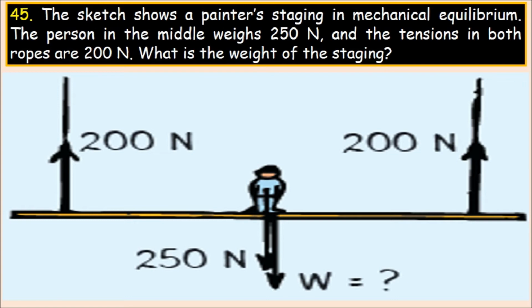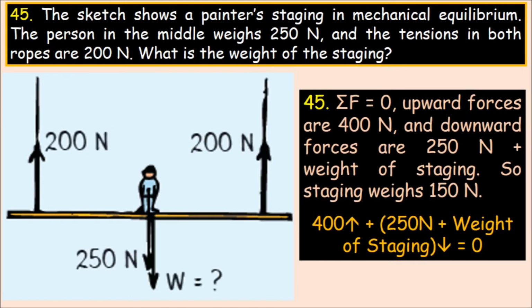The sketch shows a painter's staging in mechanical equilibrium. The person in the middle weighs 250 newtons, and the tensions in both ropes are 200 newtons. What is the weight of the staging? Using simple analysis here, we see that the staging weighs 150 newtons. Remember, the upward, which is 400, must equal the downward 400. Opposite and equal, equal and opposite. So 400 minus 250 is 150. Very straightforward. Just remember the summative equation at the bottom in orange.